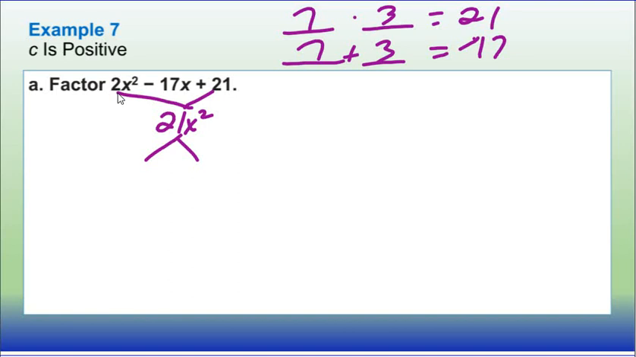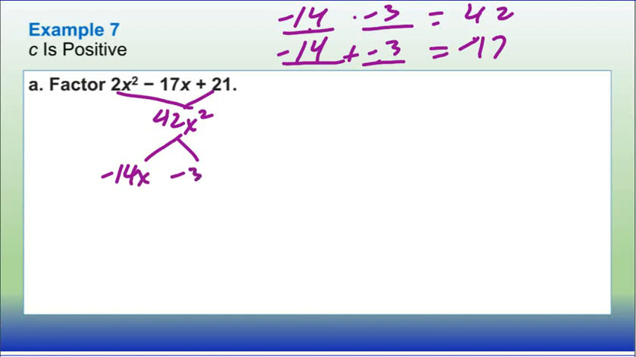There doesn't appear to be any numbers that I can multiply to get those numbers here. Actually, no, I just realized I didn't multiply these correctly. So this would be 42. So it has to multiply to get 42 and add together to give me negative 17. I know that 14 and 3 multiplied gives me 42. So if I did negative 14 and negative 3, that would give me a positive 42, and negative 14 plus a negative 3 gives me negative 17. So let's put that in there. So I'll do negative 14x and a negative 3x.